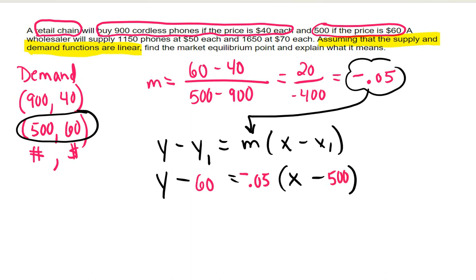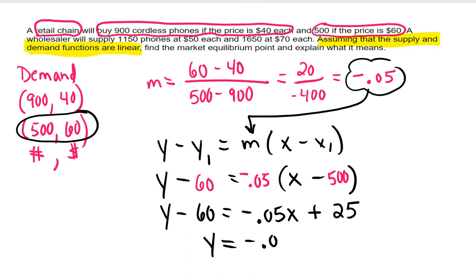And then I'm going to solve it for y. So I'm going to distribute. And it's a negative times a negative. That's going to make it a positive, and this ends up being 25. And then I would add the 60. So when I add 60, it'll cancel out on the left, and 25 will get 60 bigger and become an 85. Okay, that's the first piece.